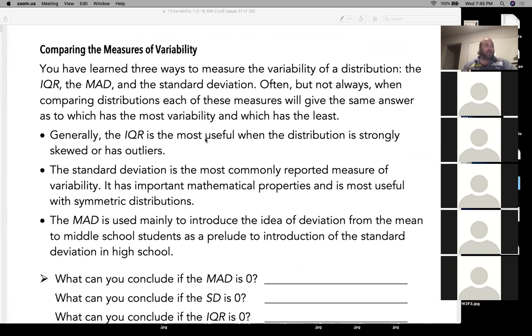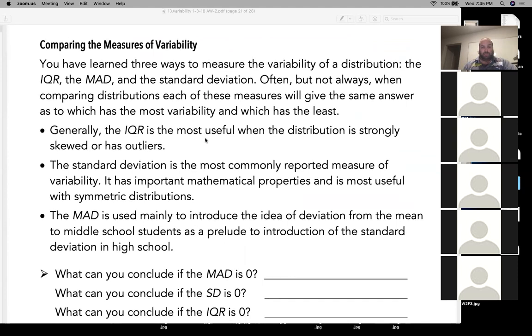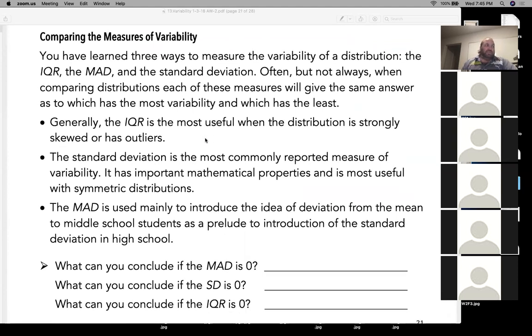So let's compare the three measures of variability, because different situations call for different ones. You have learned three ways to measure the variability of a distribution. Well, four technically, but remember, we don't talk about that one. You have the IQR, the interquartile range, the MAD, the mean absolute deviation, and then the standard deviation, correct?